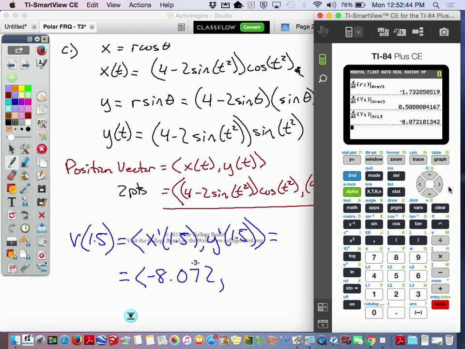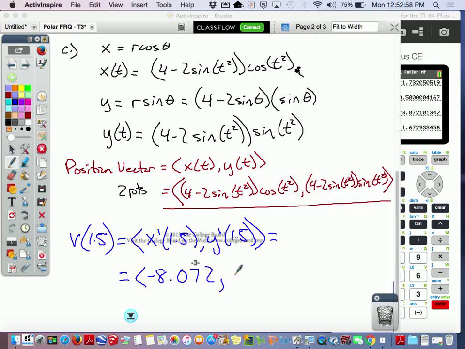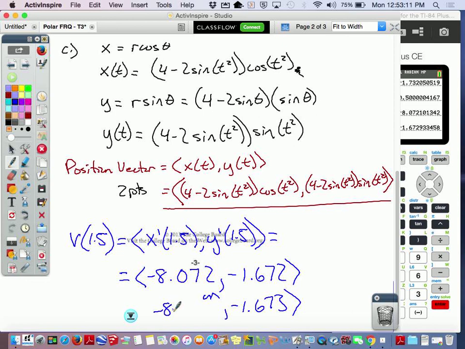Now we'll do the next one. Math 8, x, alpha trace to get y sub 2 at 1.5. And we get negative 1.672, or we could round that differently to negative 1.673, but this first value does have to be negative 8.072. Again, the calculator did the work. That's our final point.